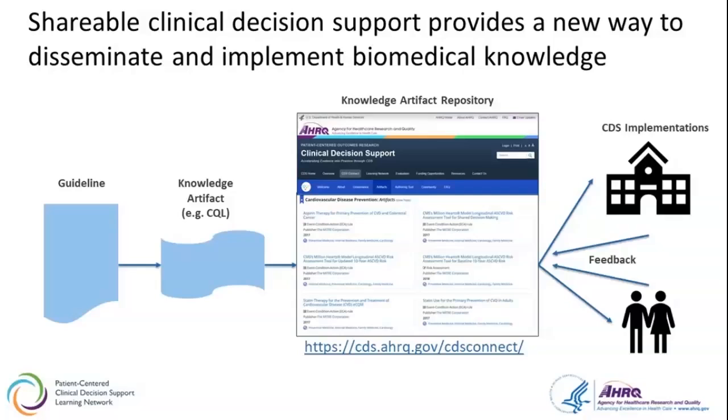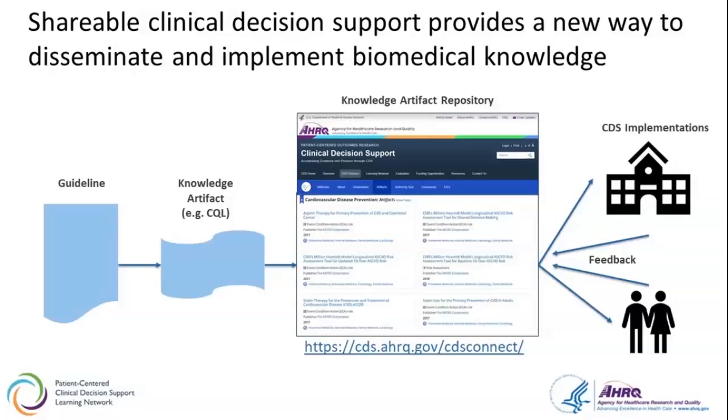From it, end users or end institutions towards the end of the value chain can download and implement these artifacts, albeit with some additional tailoring to their local institutions' requirements, primarily via their EHR.